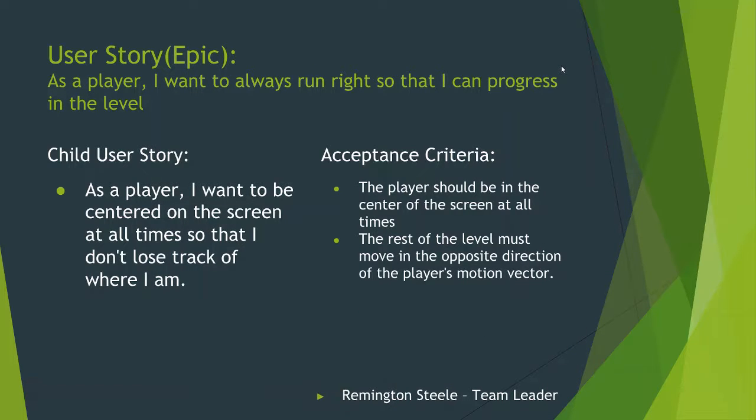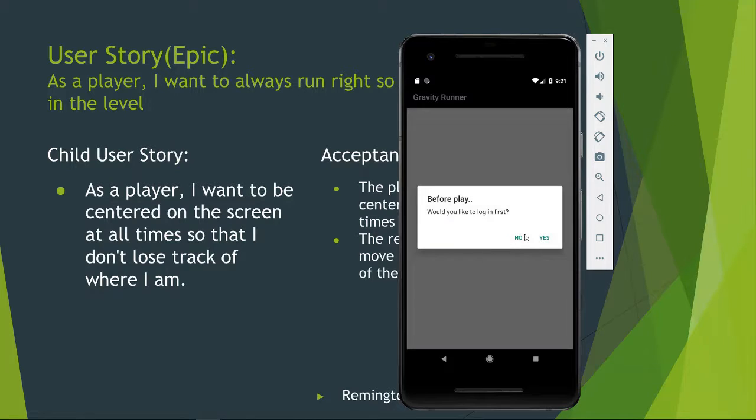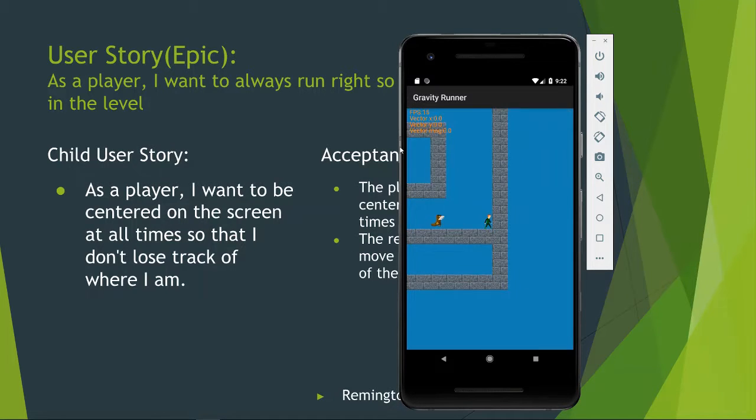So, next user story. As a player, I want to be centered on the screen at all times so that I do not lose track of where I am. Acceptance criteria: the player should be at the center of the screen at all times. The rest of the level must move in the opposite direction of the player's motion vector. So, back to our map here. Instead of logging in, we'll go straight into the game.